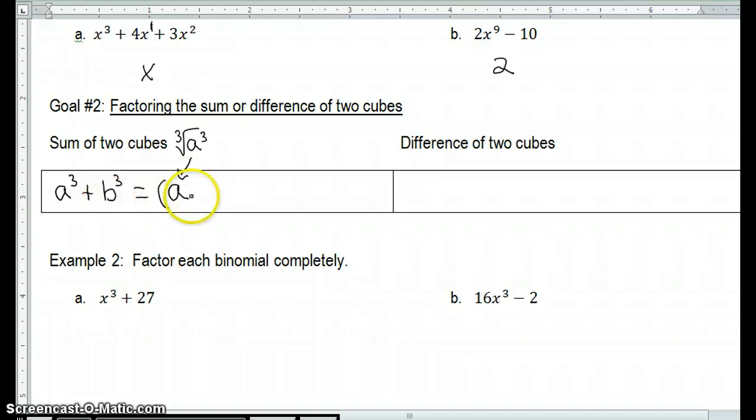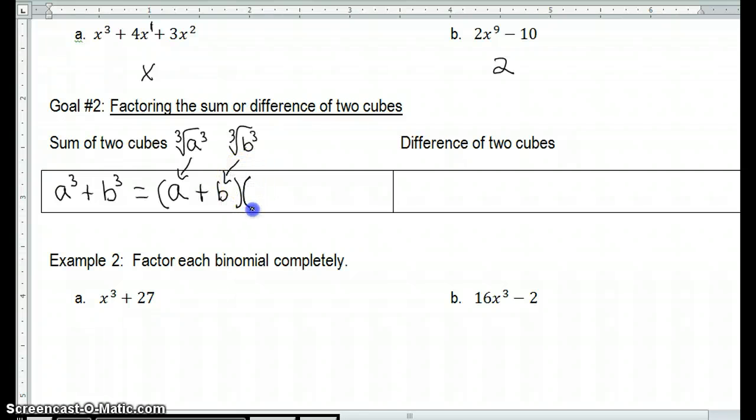Now, if this sign is plus, this sign is plus, and then to get this other spot right here, I'm going to take the cubed root of b cubed, because this is a b, and I'll get b here. Alright, so that's how I get those two spots, and that's why I kind of reviewed the square root of x squared or the cubed root of x cubed.